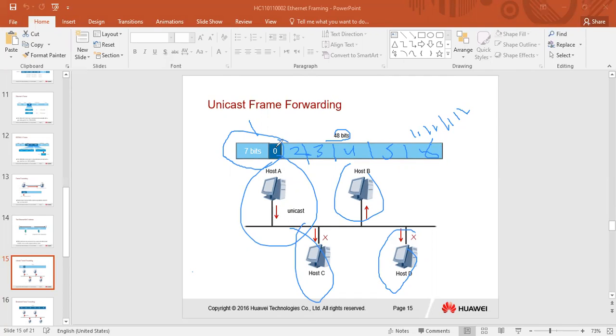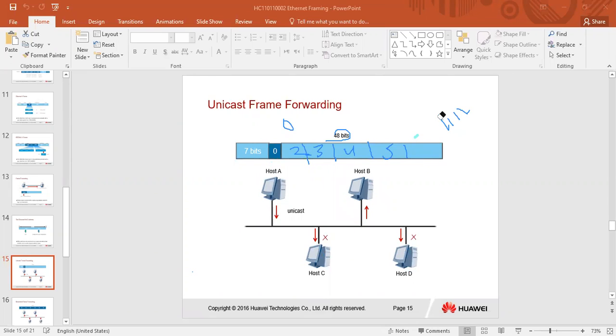If the last bit, suppose it is 1 1 0 1 0 1, bits numbered 1 2 3 4 5 6 7 8. This is the last bit. If the last bit is 0, then the MAC address will identify that the framing is in the form of unicast.